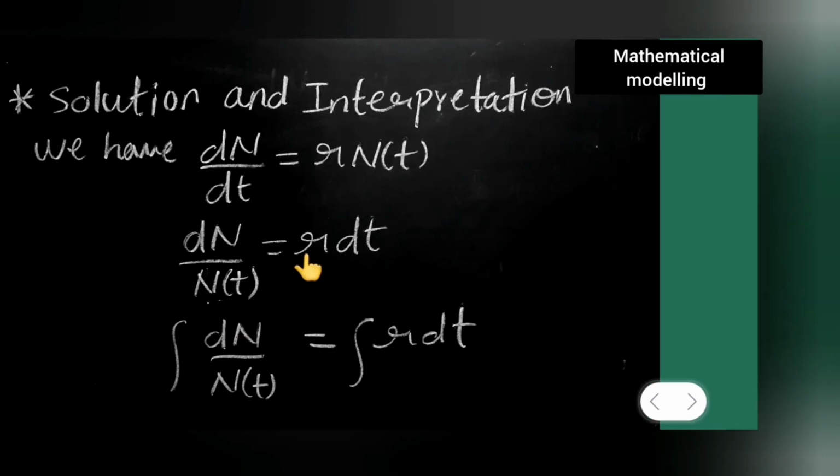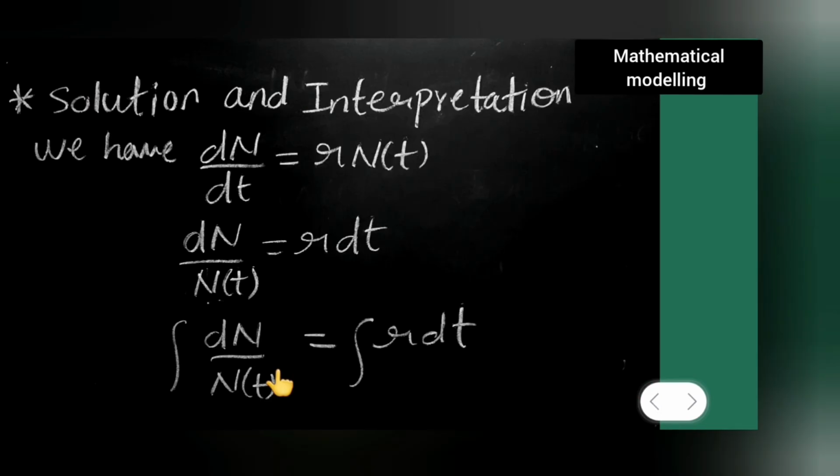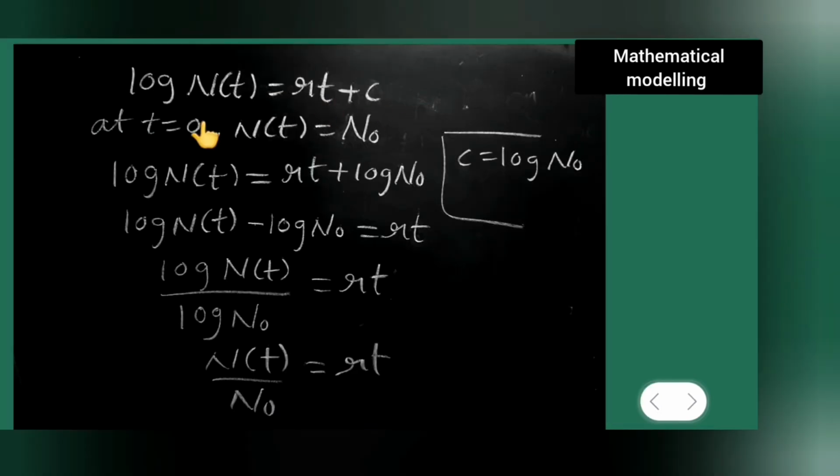Next is the solution and the interpretation. So we have dN upon dt equals r N(t), and dN upon N(t) equals r dt. See what I have done over here: I have brought this N(t) down. So I have to integrate this. If I integrate dN upon N(t) equals the integral of r dt, I will get log of N(t) equals rt plus a constant. So at t equals 0, N(t) equals N0, where N0 is the initial population.